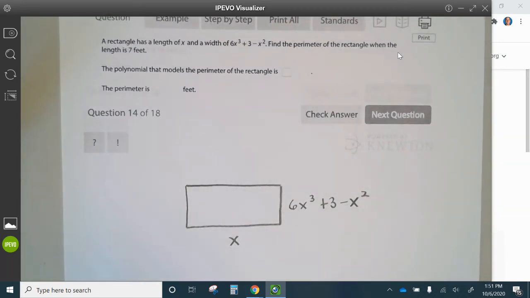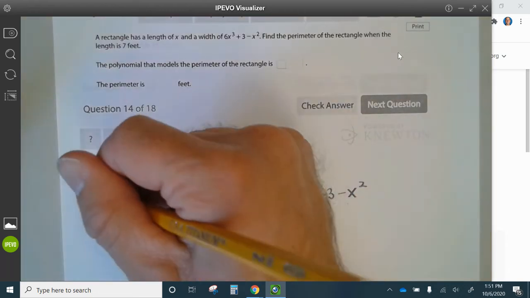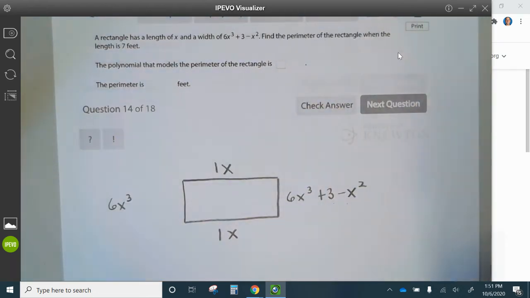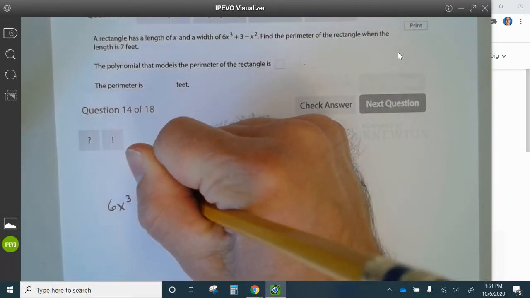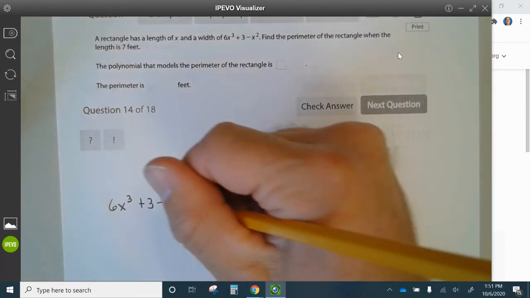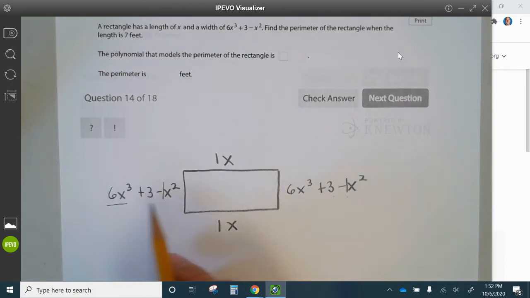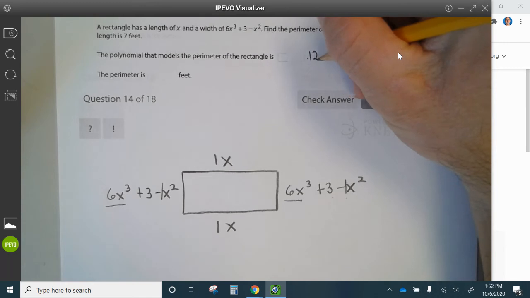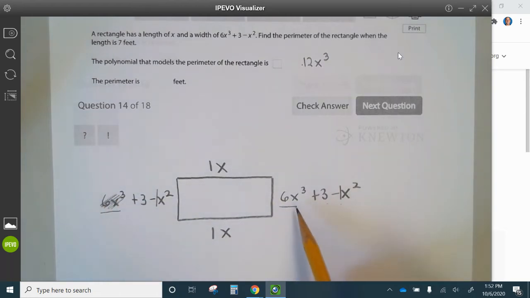All right, well, if this is x, let's go ahead and put a 1 there. Okay, and if this is 6x cubed plus 3 minus x squared, this is 6x cubed plus 3 minus x squared. And let's go ahead and put a 1 there. Okay, so now perimeter, you add up all the sides. So in this case, you combine like terms. Okay, so we combine the 6x cubed and the 6x cubed. So that's 12x cubed. Okay, so we're done with these.